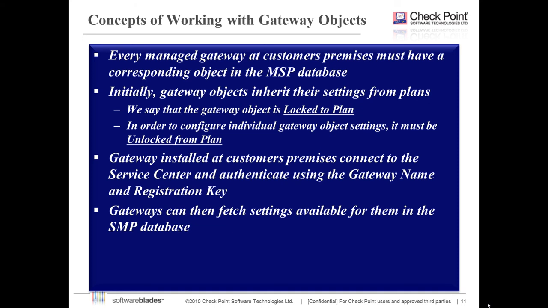Some concepts of working with gateway objects. Every managed gateway at a customer premise must have a corresponding object in the SMP database. Initially, gateway objects inherit their settings from plans. We say that the gateway object is locked to a plan. In order to configure individual gateway object settings, it must be unlocked from the plan. A gateway installed at a customer premise connects to the service center and authenticates using gateway name and registration key. Gateways can then fetch settings available for them in the SMP database.